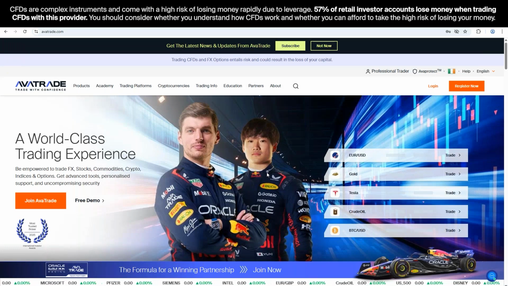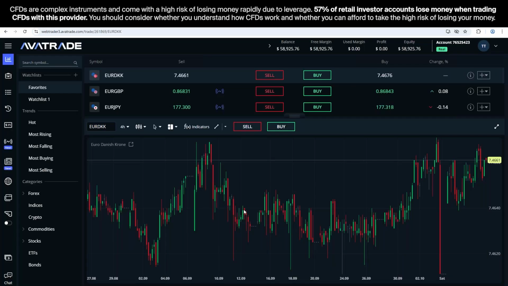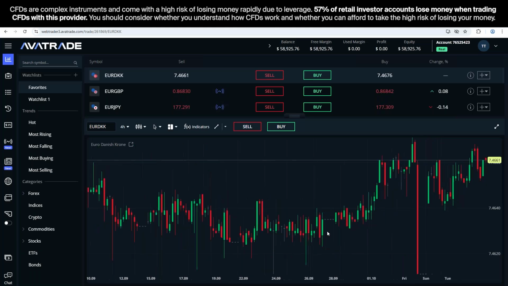Now, from our main website, we can log into our web trader platform, which allows you to trade on both MT4 and MT5 accounts from the same location. And our app works the same way with the same tools that we'll be using. So as we log in from the website, we'll find ourselves in the web trader platform.